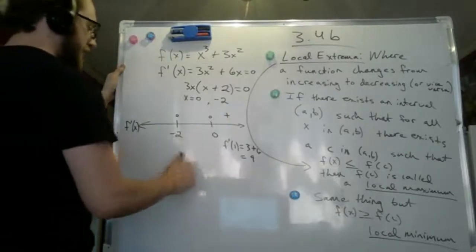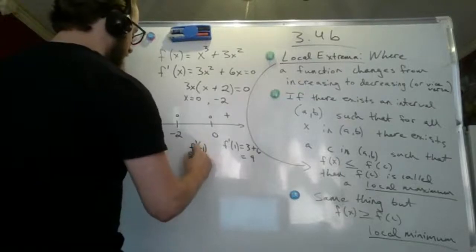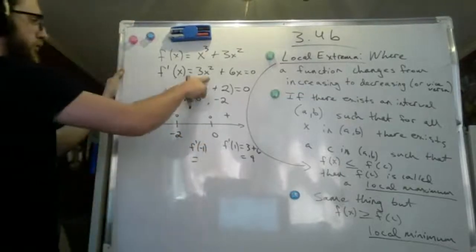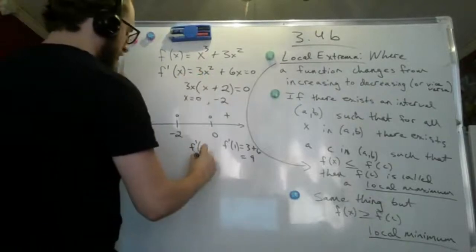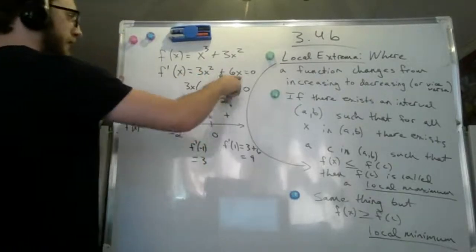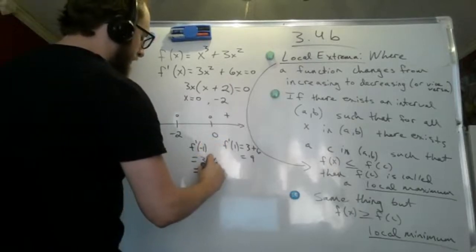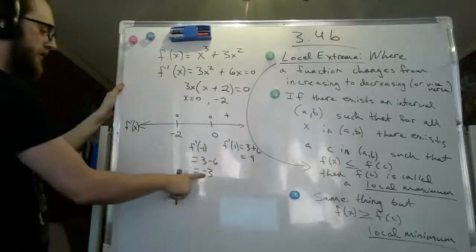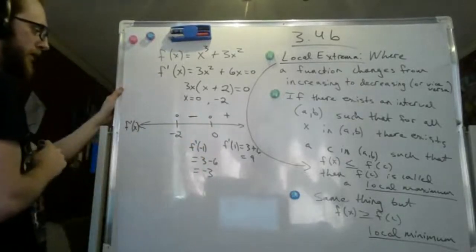Now I need something to test in the middle, so I'll just use negative 1. So f prime of negative 1 equals, okay, negative 1 squared is 1. 1 times 3 is just 3. And then negative 1 times 6 is negative 6. So I'm going to get negative 3. This is a negative number, so I am decreasing in the middle here.